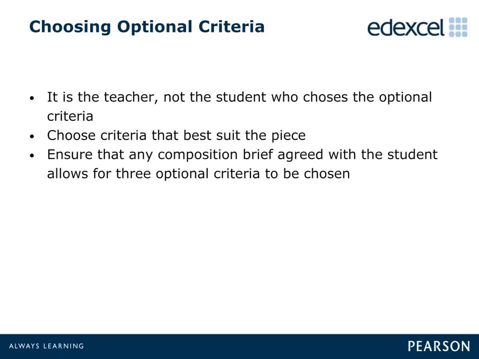If the candidate has made many mistakes in how they have harmonized their piece, it does not make sense to choose harmony as an optional criterion. But their rhythmic work may gain them more marks. Students do not select which criteria are chosen to mark their work. This is entirely the job of the teacher-examiner.